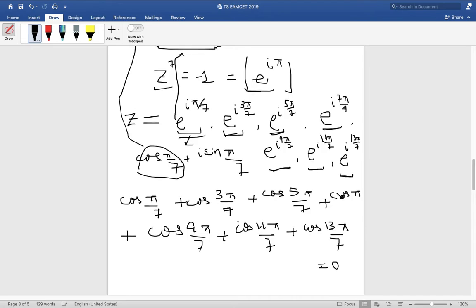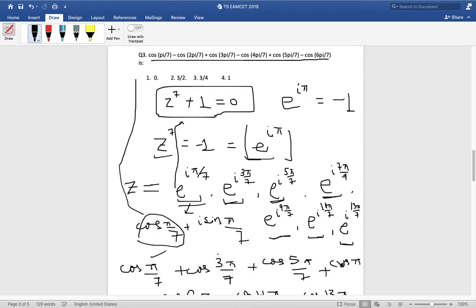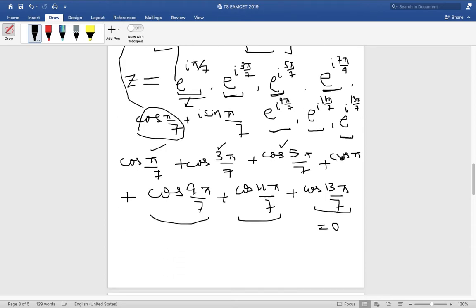So this is somewhat looking like what I really want to know. Cos pi by 7, cos 3 pi by 7, cos 5 pi by 7, I've got these terms. What I don't have is minus 2, minus 4, minus 6. But can I get them from these three terms? Yes, I can. If I write it as cos pi plus theta, that is cos pi plus 2 pi by 7, this will become minus cos 2 pi by 7. If I write it as cos pi plus 4 pi by 7, this will become minus cos 4 pi by 7.